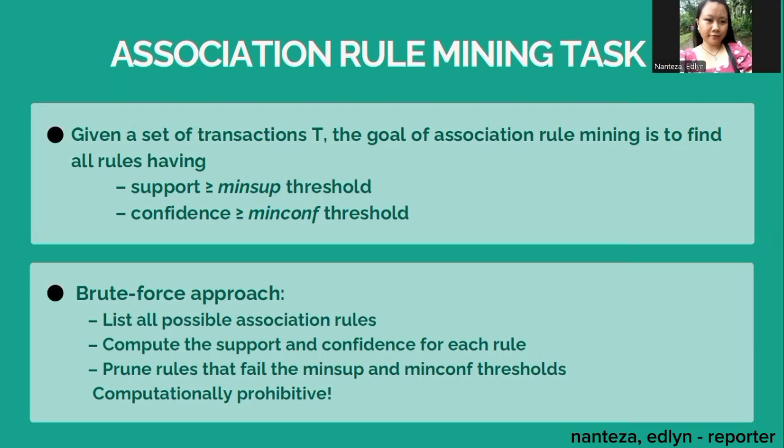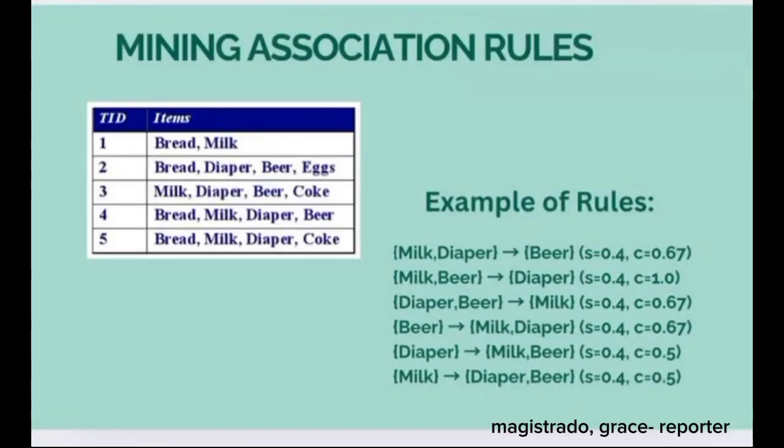Computationally prohibitive. This approach can be very slow and resource intensive because it involves evaluating a large number of possible rules, especially with large datasets. Many association rules.